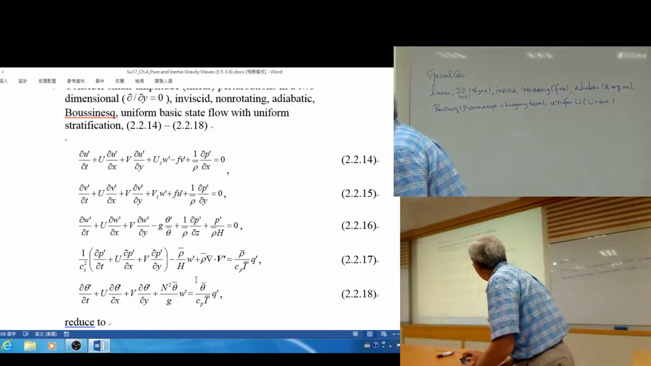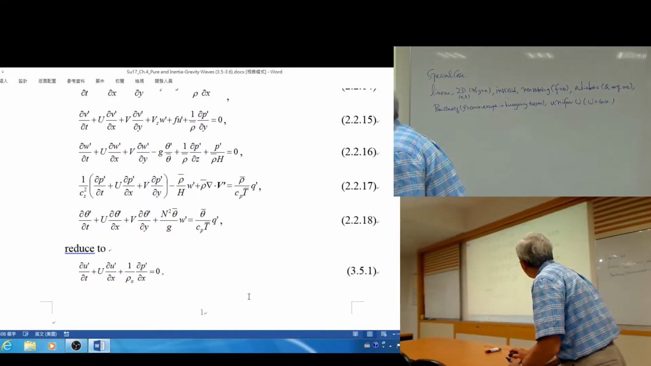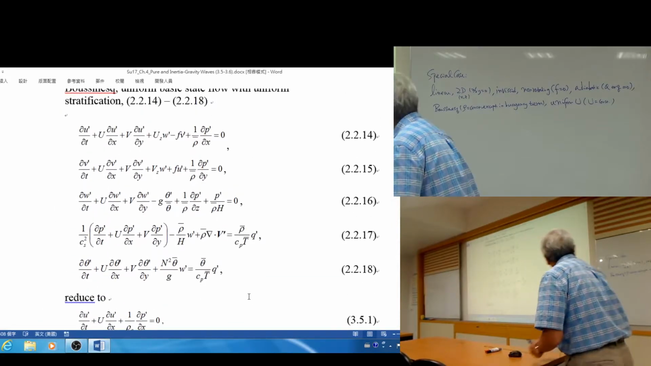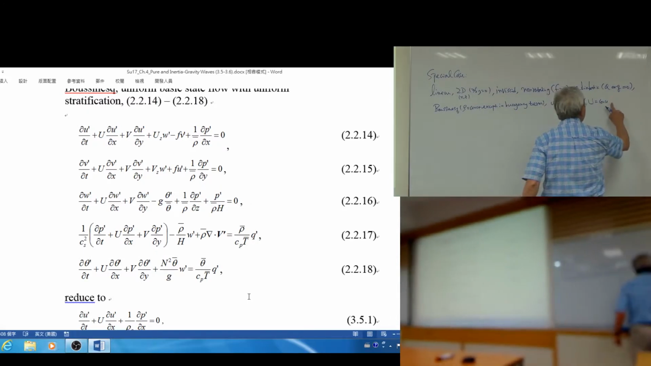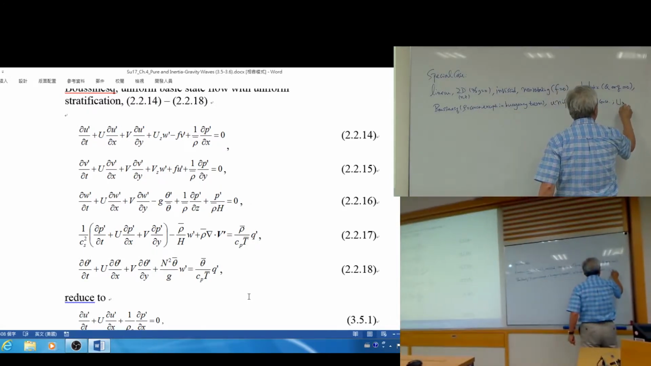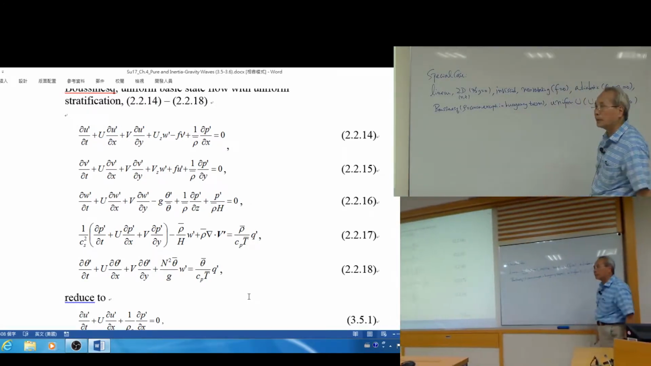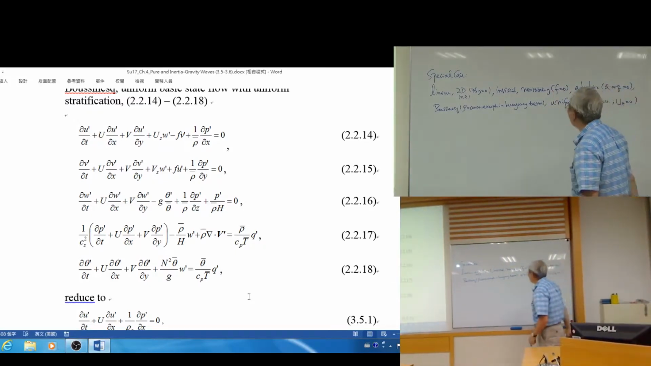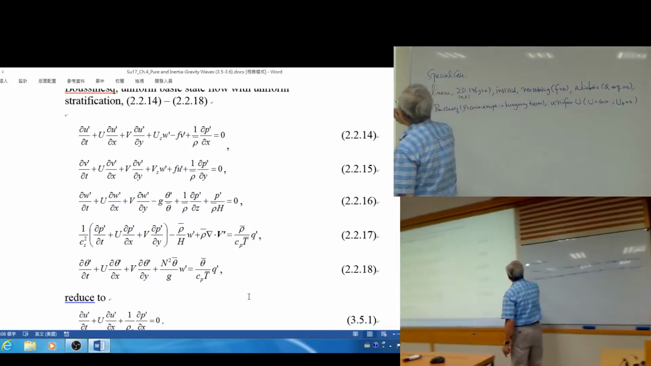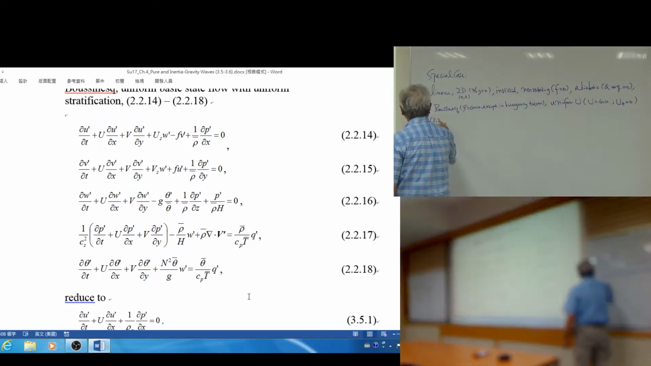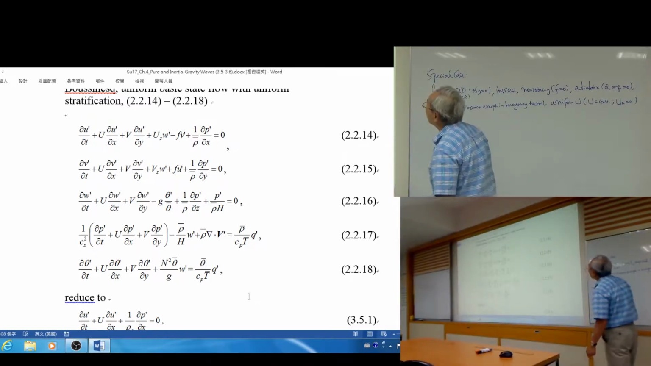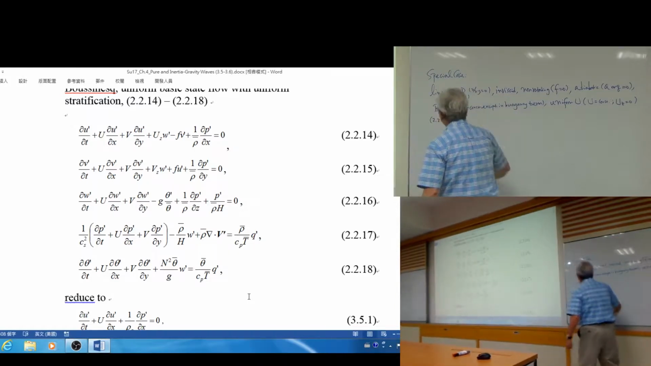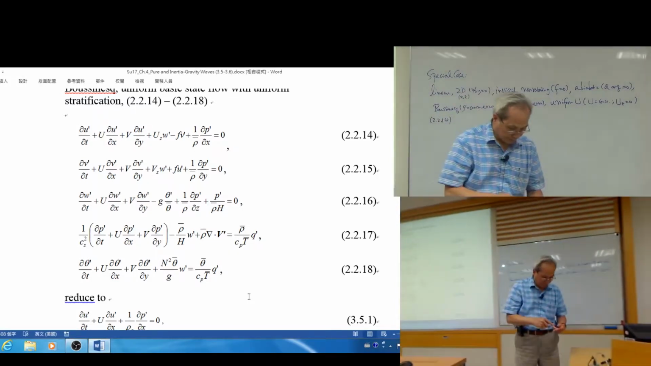Yes, U is constant. So we assume no vertical winds here, so that means U_G is equal to 0. No vertical shear of the horizontal wind, the basic wind. So then 2.214, we have the U prime. Maybe to save time, I can just use the pointer.